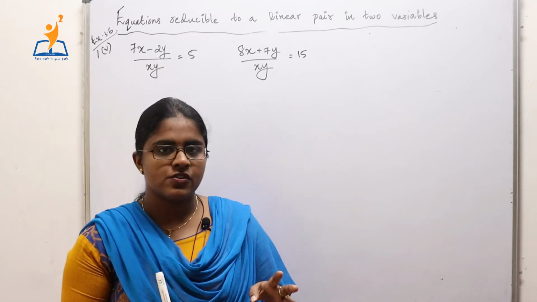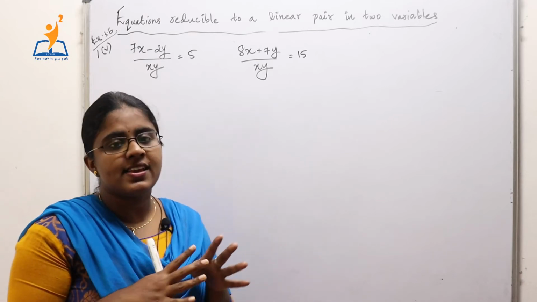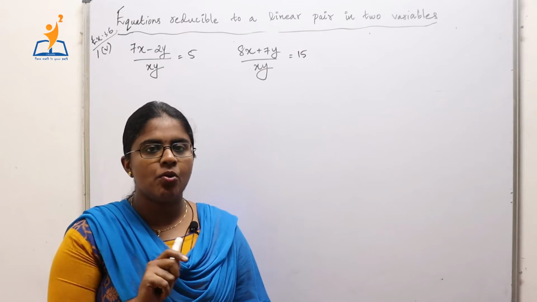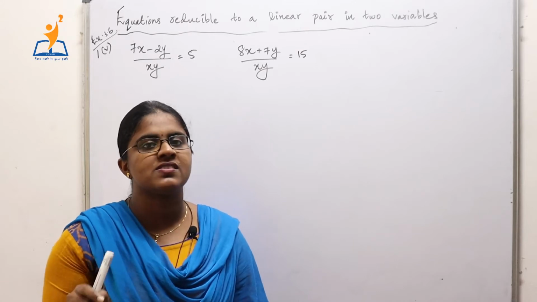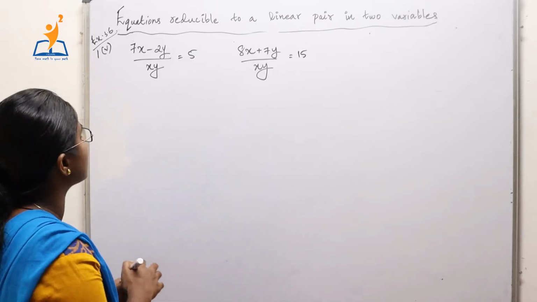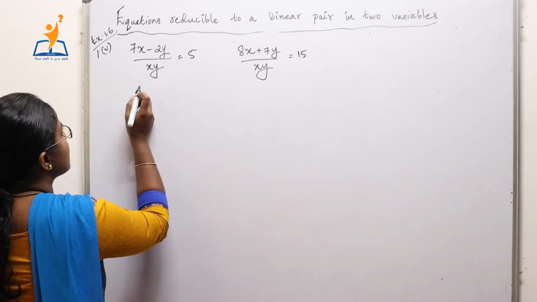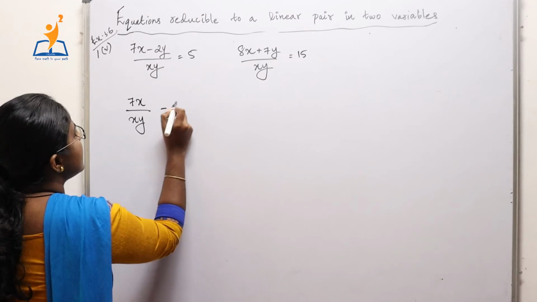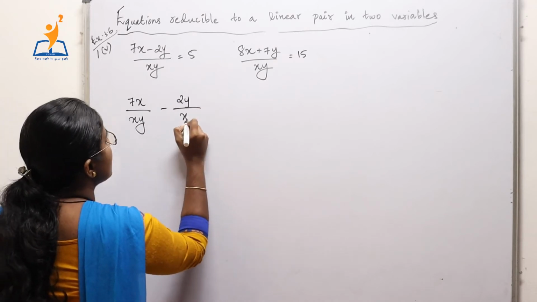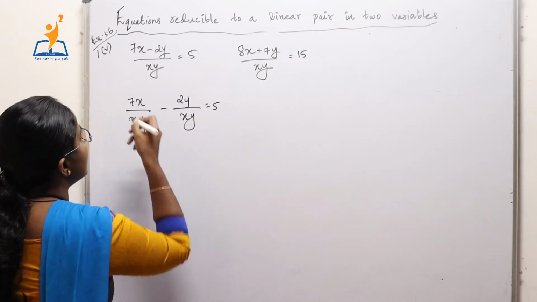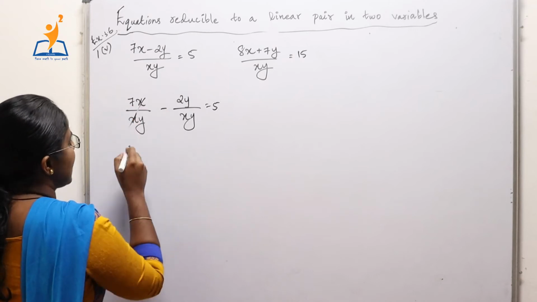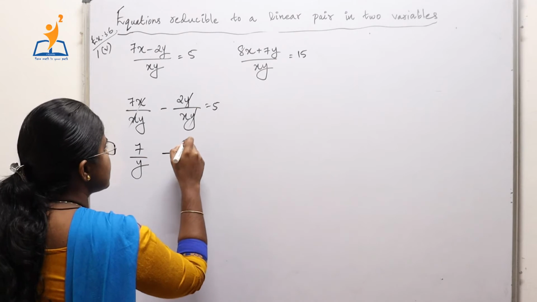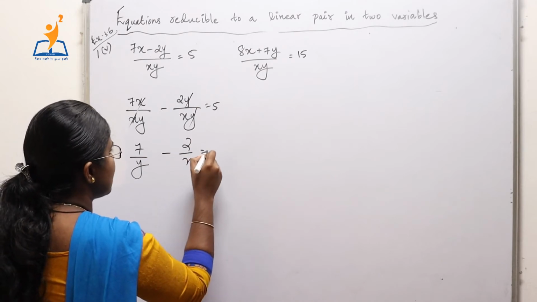So these equations contain both x and y as the variables. Now we want to check whether these equations are linear equations or not. For that, let's simplify these equations. That is 7x by xy minus 2y by xy equals 5. Again, x and x get cancelled, so 7 by y minus, y and y get cancelled, 2 by x equals 5.